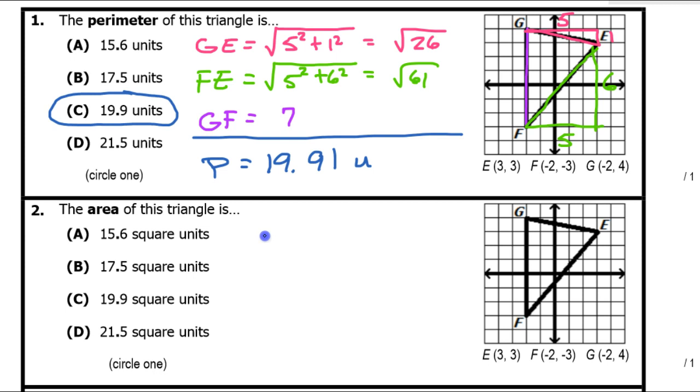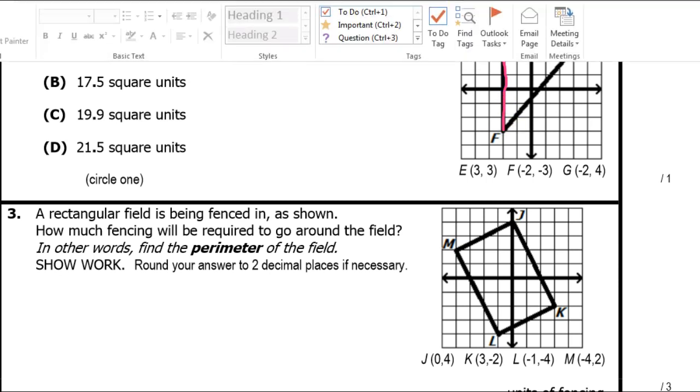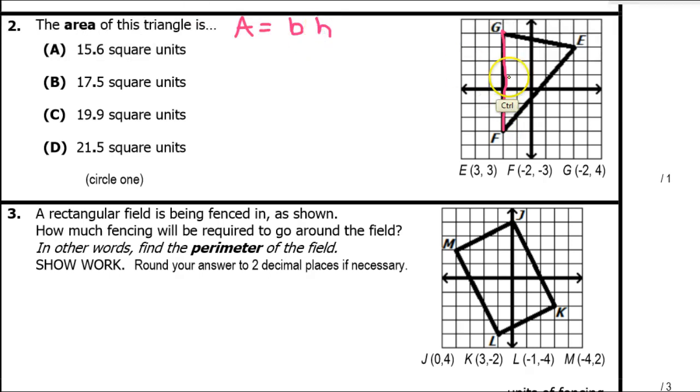All right, moving on to problem number 2. Now we want the area. Well, the formula for the area of a triangle is 1/2 base times height. You can pick whatever side you want to be the base, but the easiest thing to do is to choose a vertical side or a horizontal side. So I'm going to pick GF because that's vertical. That's going to be my base.